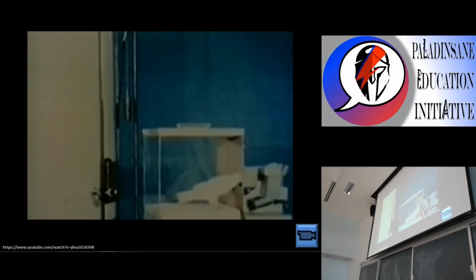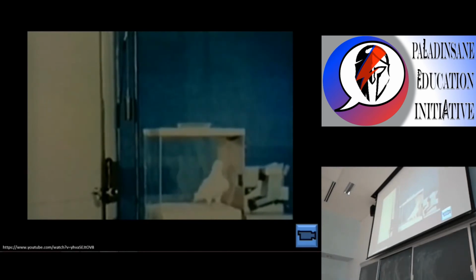The pigeon learned that pecking the disc produced a reward. Then the behavior of pecking could be studied in relation to how often that reward was offered. Or in Skinner's terms, what was the schedule of reinforcement?